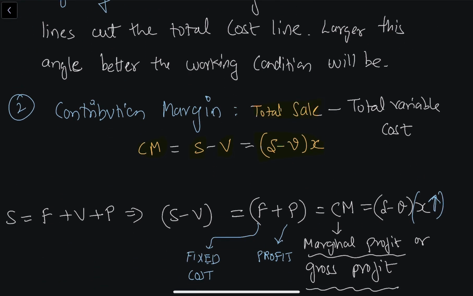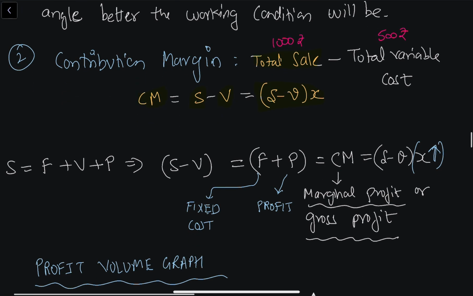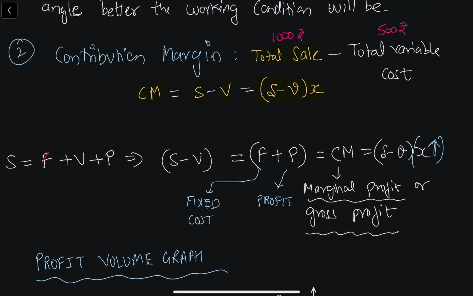If I'm doing a total sale of 1000 rupees and my variable cost is 500 rupees, then my contribution is 500 rupees, right? So my sale is nothing but fixed cost plus variable cost plus profit. If I do sale S minus V, then I have F plus P. So the contribution margin means I'm contributing to the fixed cost and the profit. That's why it's called contribution.